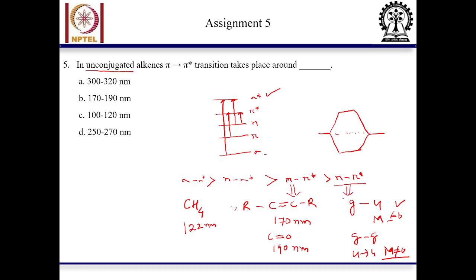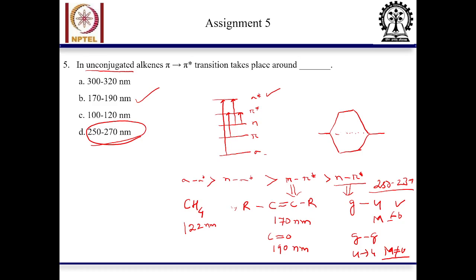So n to pi star will come in the range of 250 to 270 nanometer, because as the orbitals are closer, energy will be less and wavelength will be more. So this is the basic. Your pi to pi star transition for unconjugated alkene will fall in the region of 170 to 190. But if it is conjugated, then there is a rule called the Woodward-Hoffmann rule. Basically, we have rules for two conjugated alkenes, or once we increase the conjugation, how the wavelength will increase.